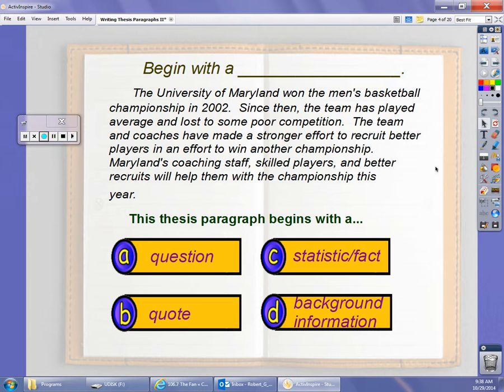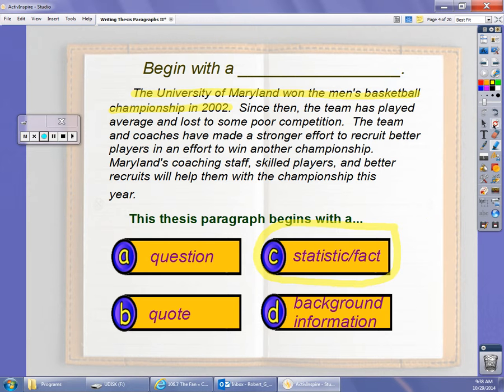Now, what method does this person use to grab the reader's attention? You can come up here and highlight, the University of Maryland won the men's basketball championship in 2002, forever ago. This is a fact.